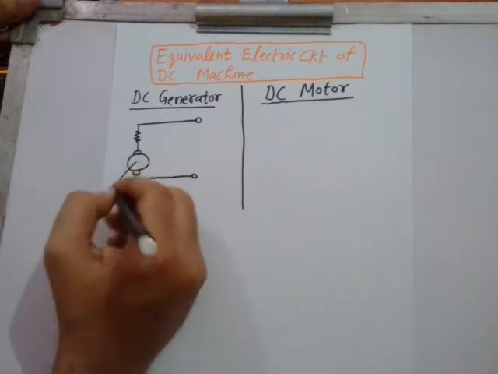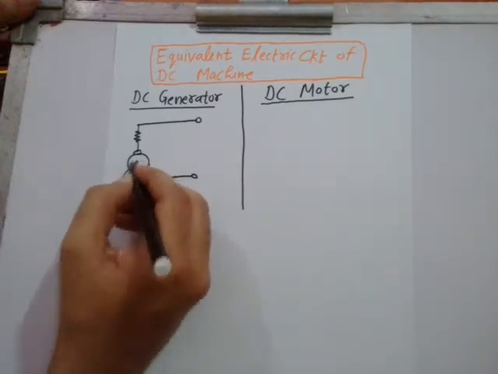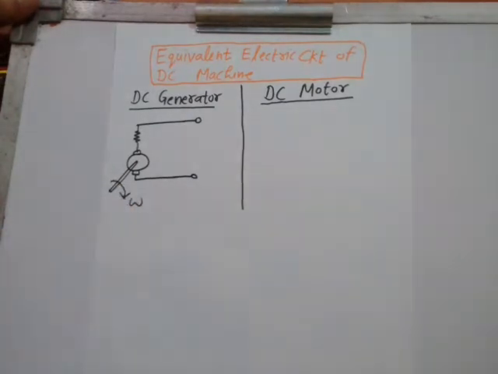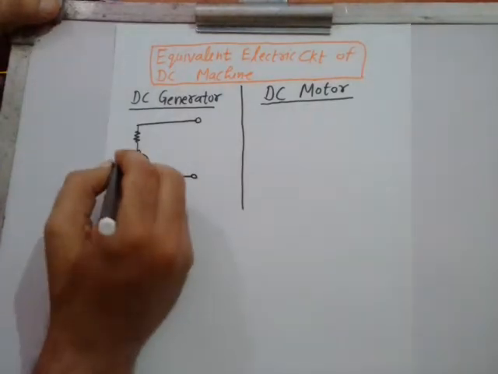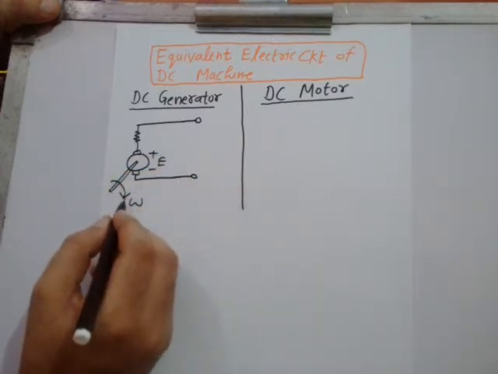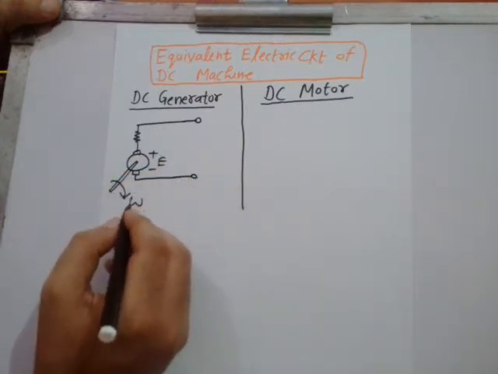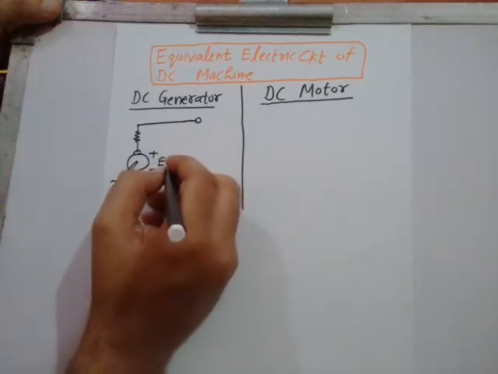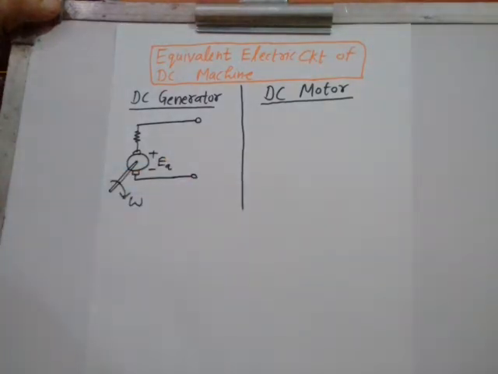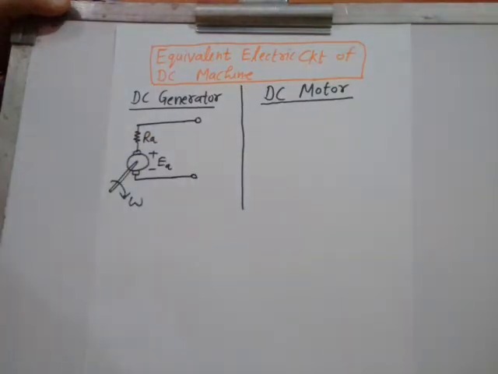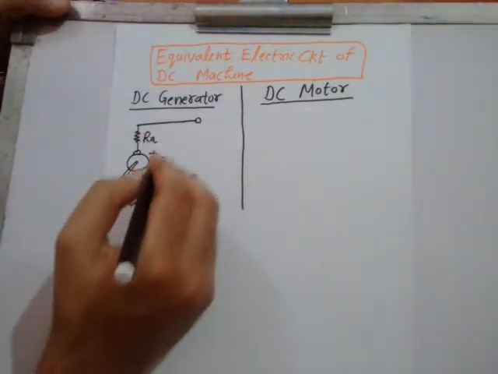This is the shaft of the generator. You provide initial rotation to the generator, angular speed omega. The independent variable is the speed of the prime mover, omega. By that you will get the generated EMF in the armature, EA. RA is the armature resistance. Let me draw it separately.